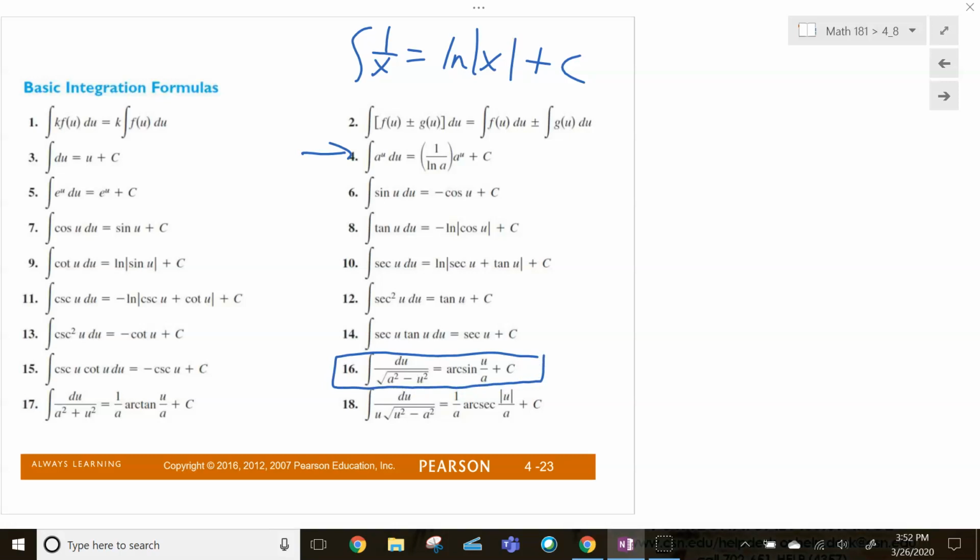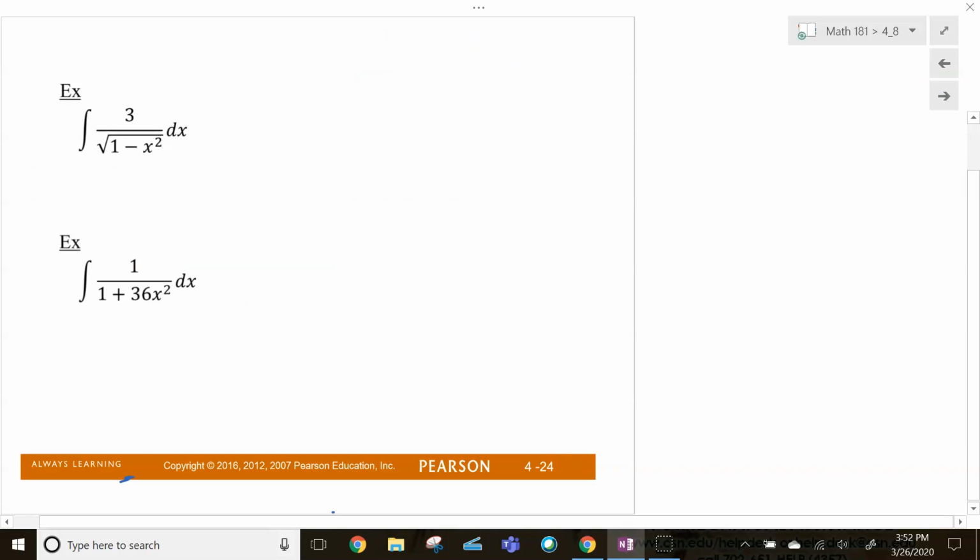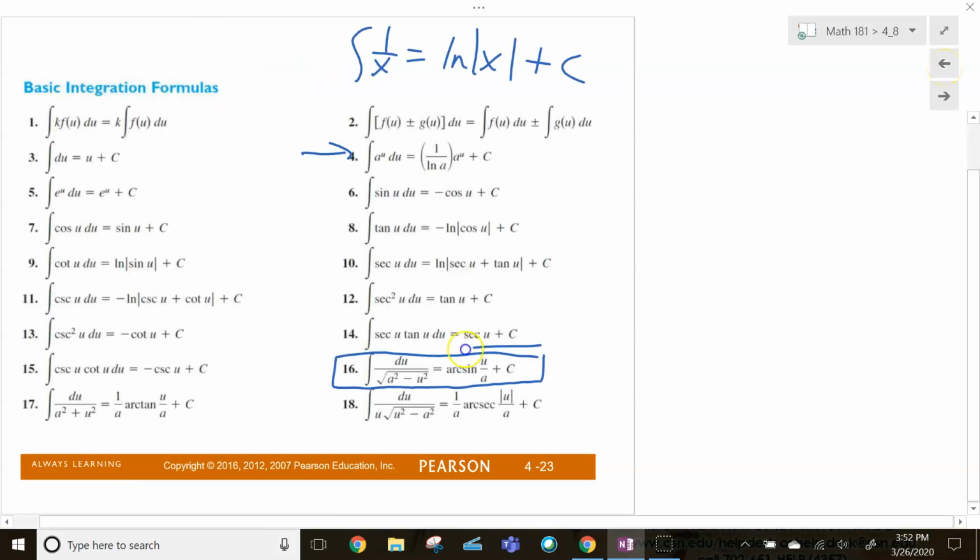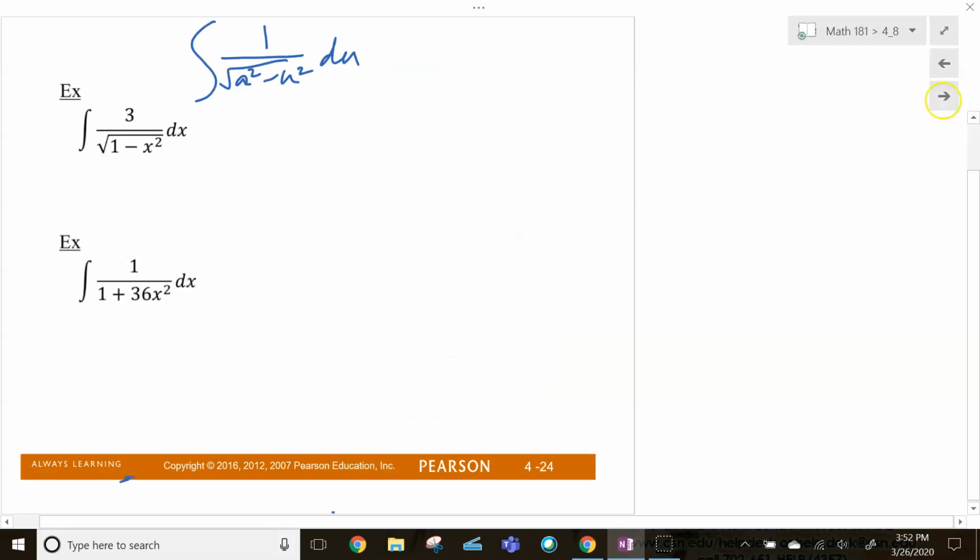So 1 over square root of a squared minus u squared du. Right, so I'm following this right here. Is the arc sine of u over a plus a constant. Arc sine u over a plus a constant. Okay. So can we get this to look like that?